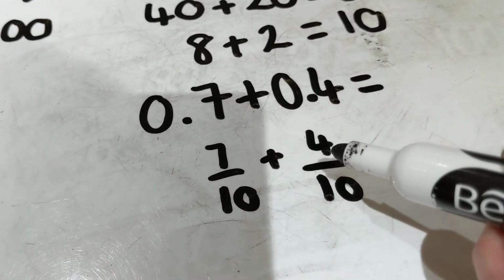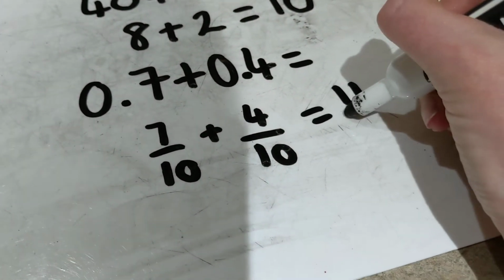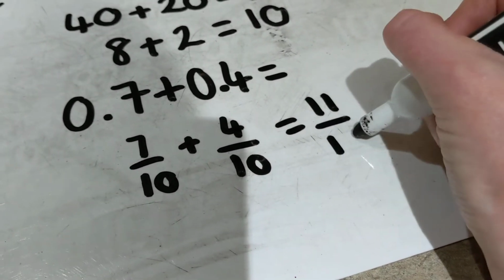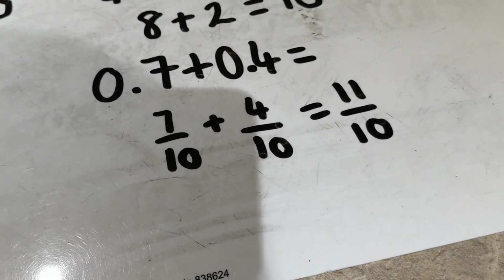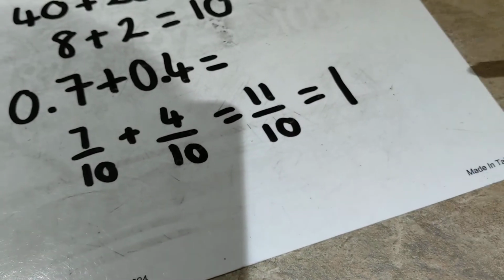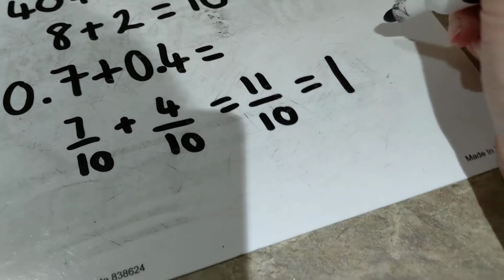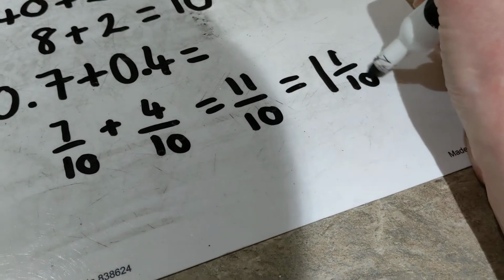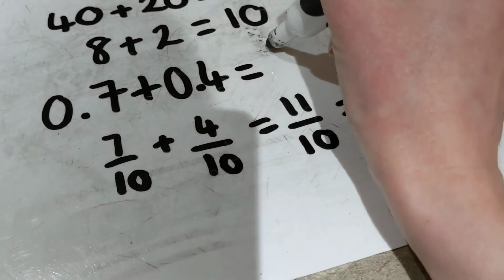If I do 7 add 4, I'm going to get 11. And like we had a wee look at before the holidays, 11 tenths is an improper fraction. What that actually means is that we've got one whole, because our 10 tenths would be one whole, and one left over, 1/10 left over. So in decimal form, that would mean that I'd have 1.1.